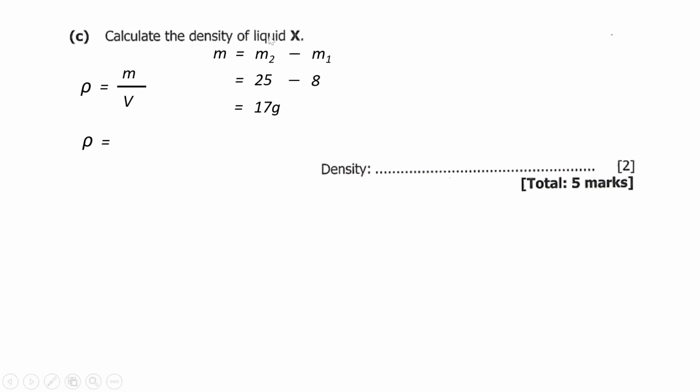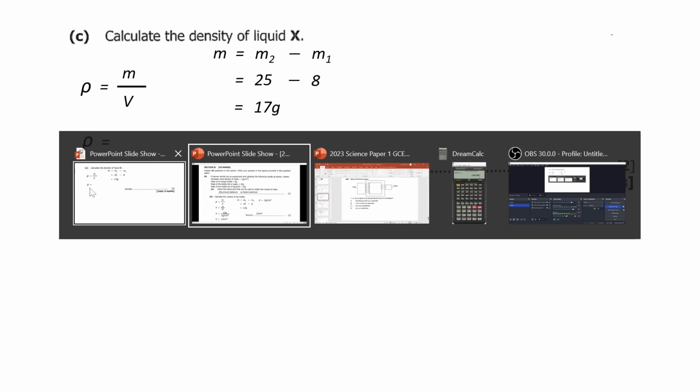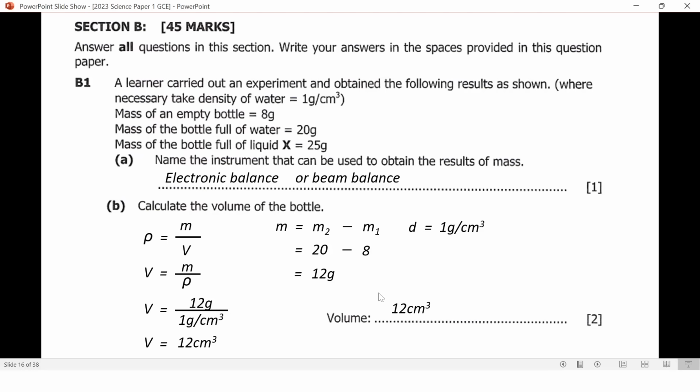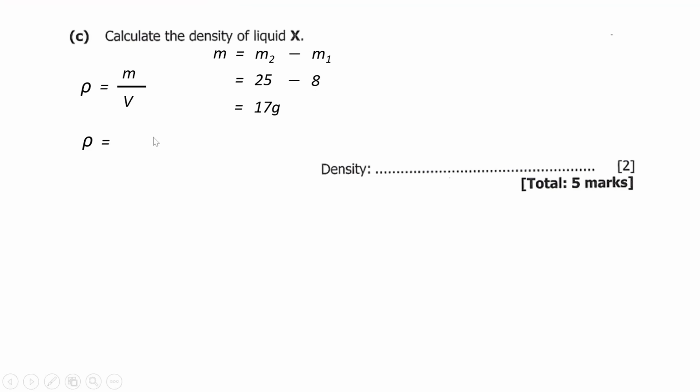The volume will be equal to what we found previously. The volume will just be the same volume which we found here, because this liquid X is going to fill up the bottle, so it will also occupy the volume here. So the volume of this liquid is still 12. So say density is equal to 17 divided by 12 cubic centimeters. Then once you divide, the density will be 1.4, which you put here.